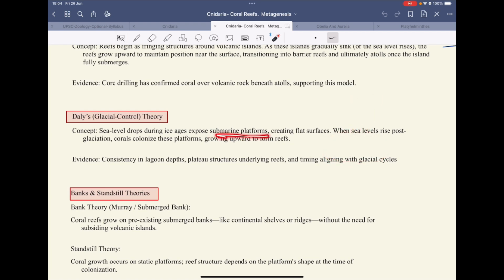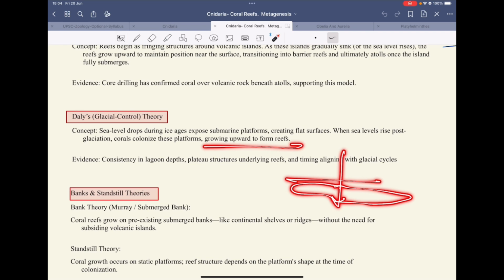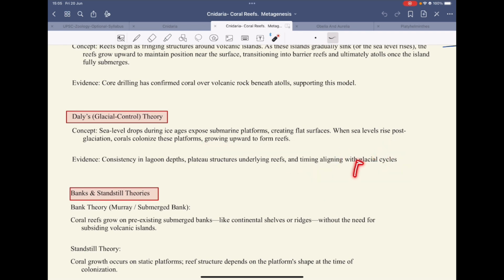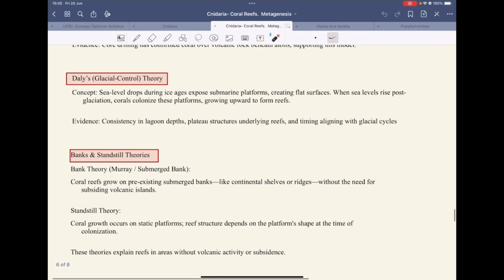During the ice ages, these platforms get exposed, and when the sea level rises post glaciation, corals colonize these platforms and start to grow upwards. So water comes down when there is glaciation, and when the water level goes up, over these platforms the corals are formed and they are observed above the water surface. The evidence that supports this theory is the consistency in the lagoon depth, the plateau structures underlying the reefs, and timing aligning with the glacial cycles.